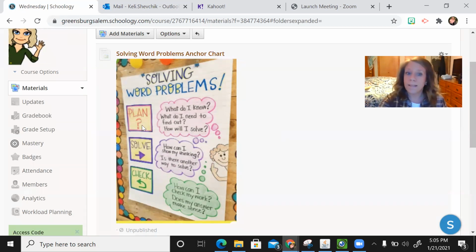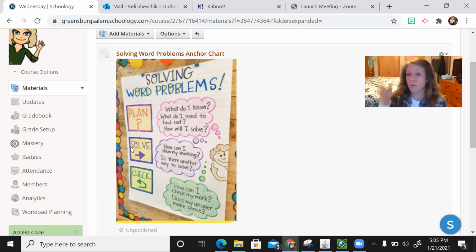So when you're planning, you want to ask yourself, what do I know? And remember, a lot of times we take notes right on our paper underneath the problem of the information I know and also what you need to find out, which is the second question you should ask yourself. The third question is, how will I solve? This is when we're coming up with our plan on how we're going to tackle these problems. After we finish planning, we move on to solving.